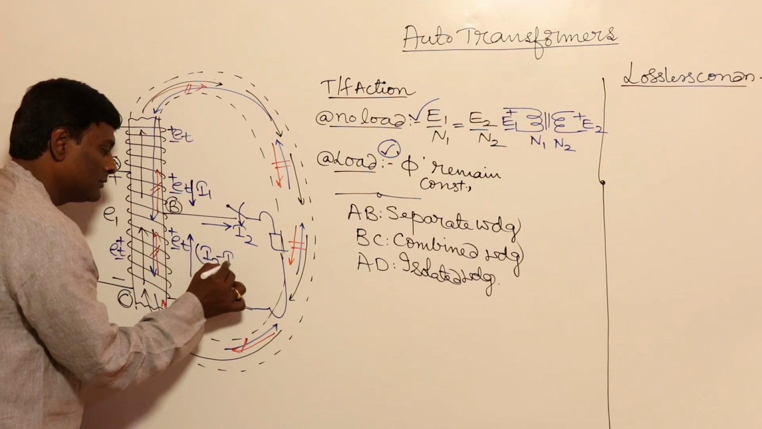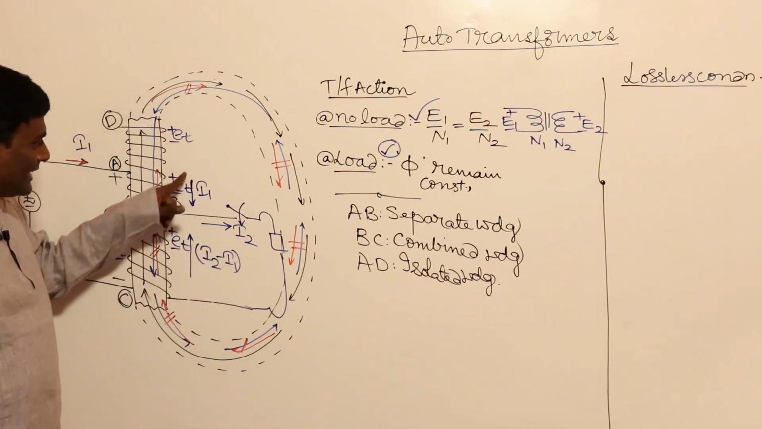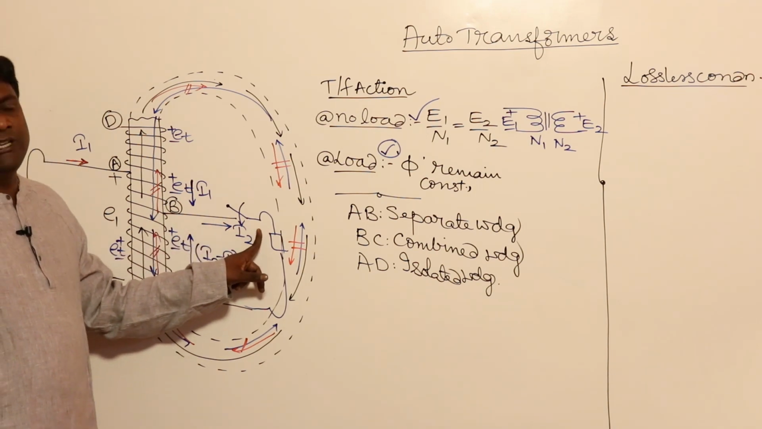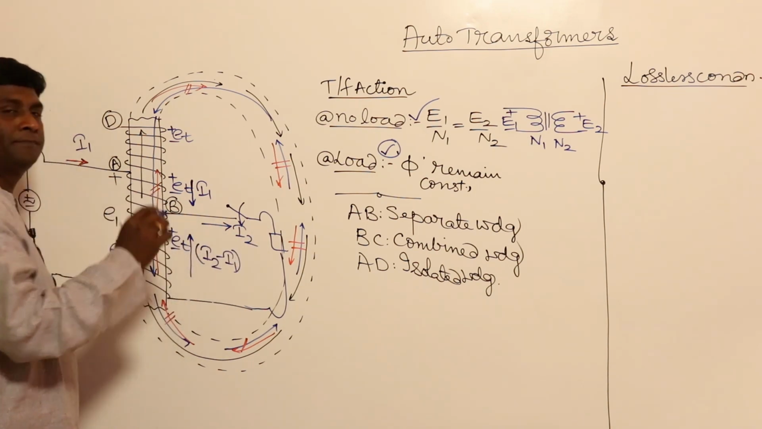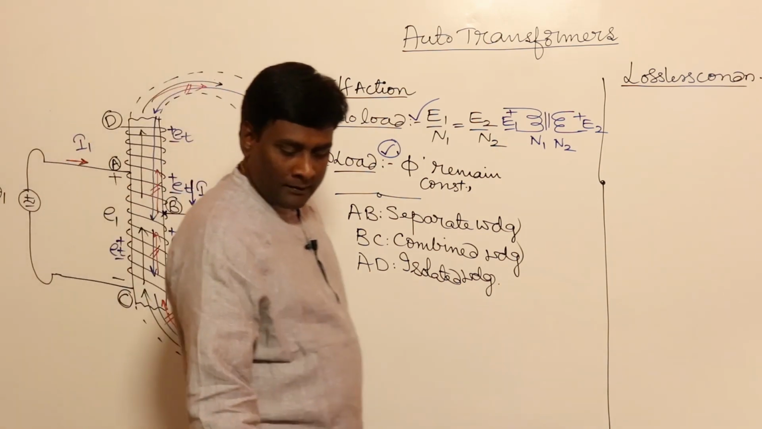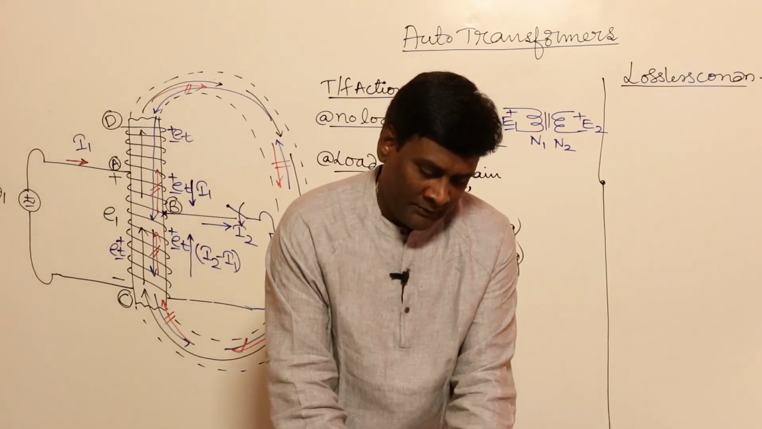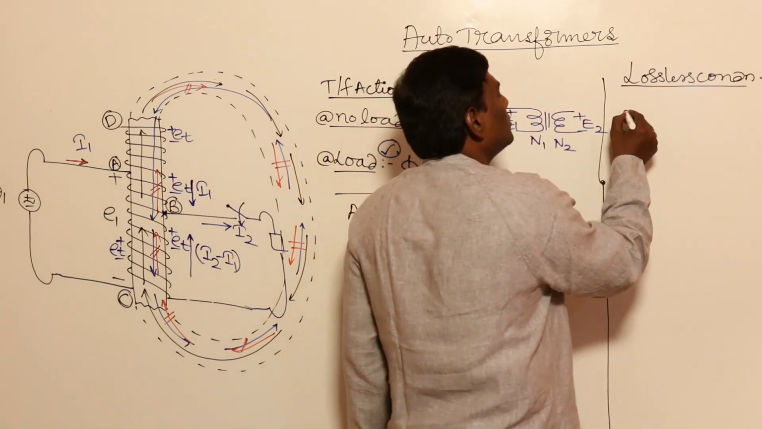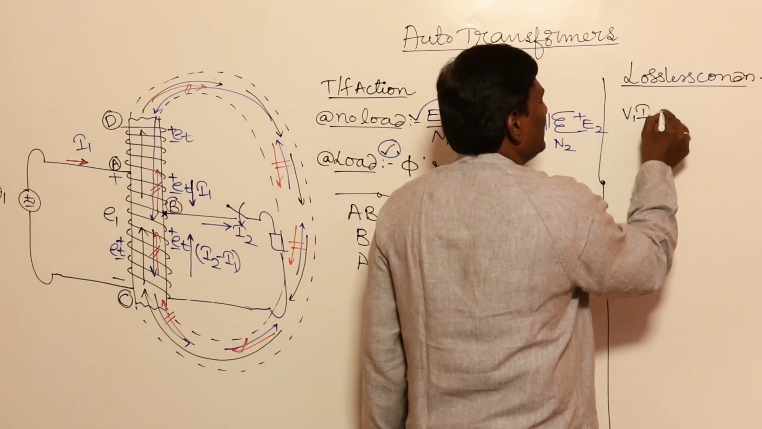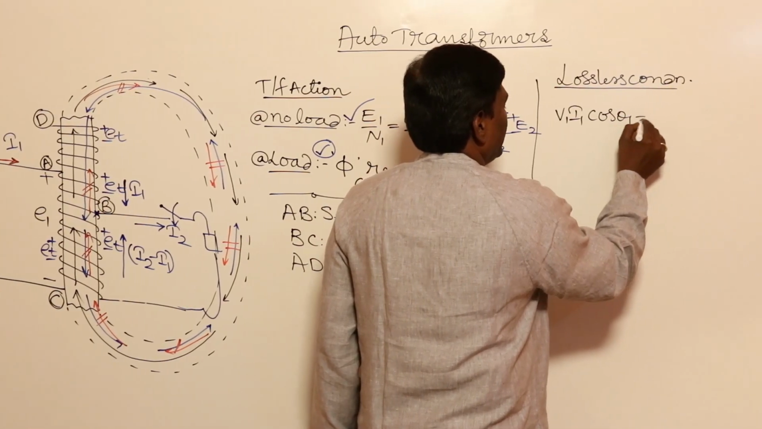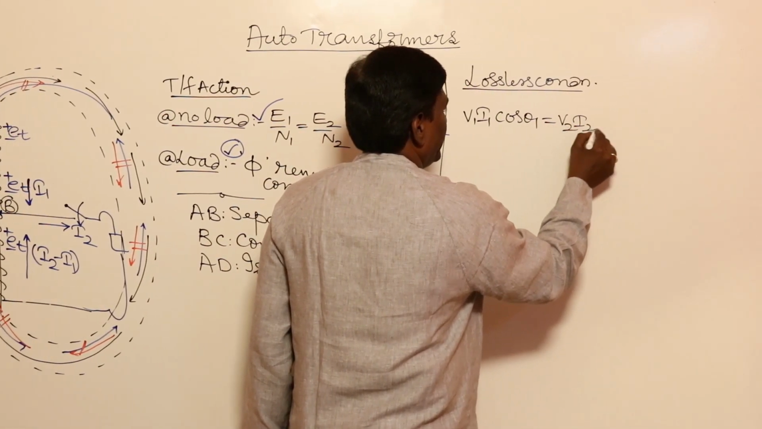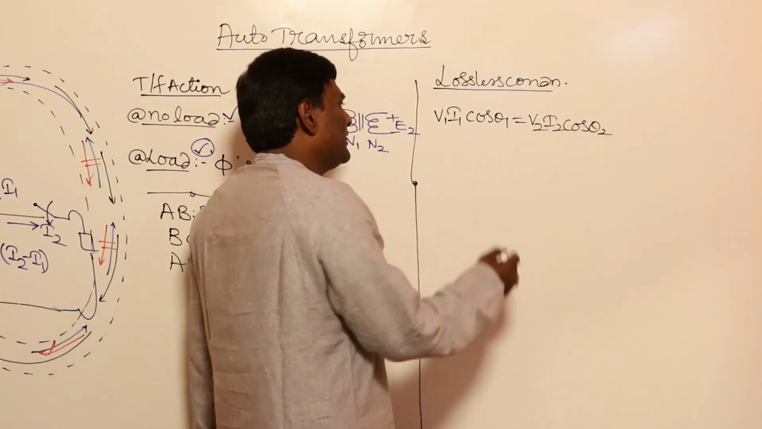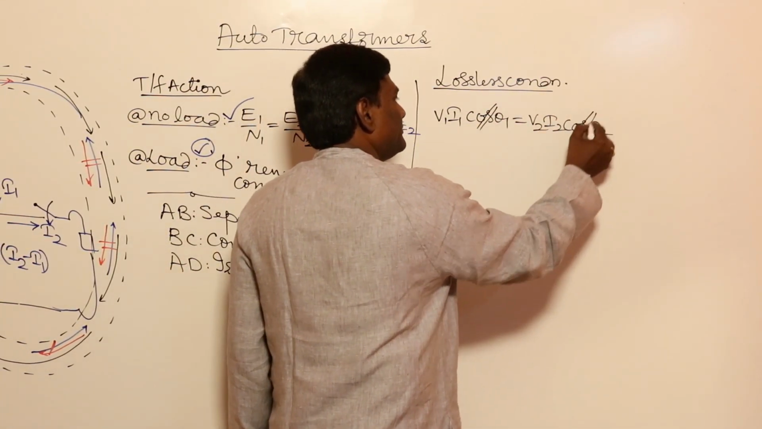I2 minus I1. So I1 is entering from here, I2 minus I1 is entering from here, such that I2 is going to leave from here if you apply KCL here. Okay. Now let us think of lossless conditions. Input power equals output power, so V1 I1 cos theta 1 equals V2 I2 cos theta 2. For the time being, let us assume theta 1 equals theta 2.